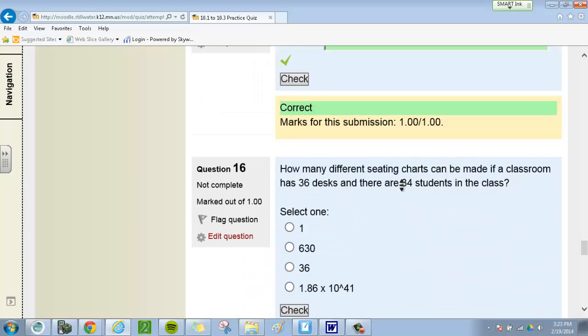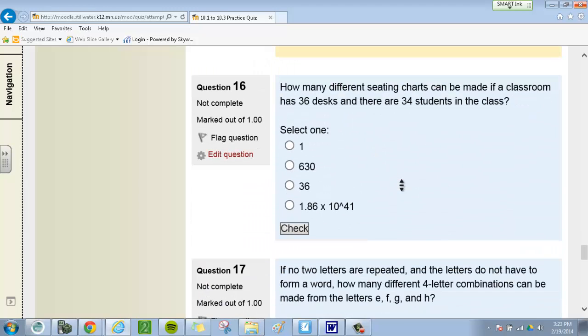There we go. Good. Moving on. Problem 16. How many different seating charts can be made if a classroom has 36 desks and there are 34 students in the class? Okay, so does the order matter for this one?